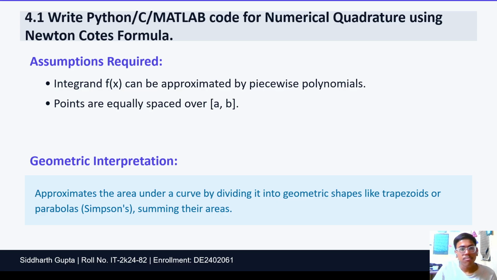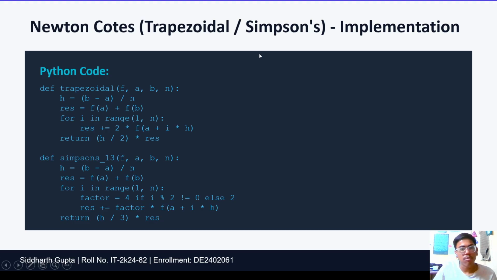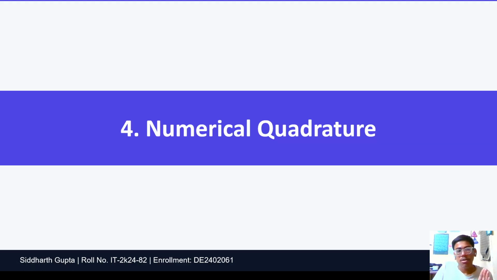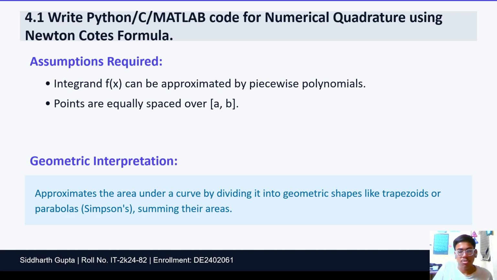Now we will be providing the Python or MATLAB code for numerical quadrature using Newton-Cotes formula. So the assumptions we will require: the integral f(x) can be approximated by piecewise polynomials, like we can break the integral into many parts, and points must be equally spaced. As we already know for Newton-Cotes formula, points must be equally spaced. It is the fourth question of our lab assignment solution.